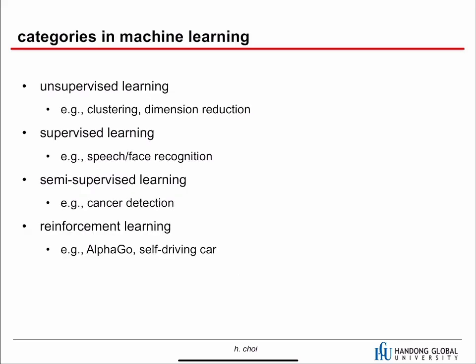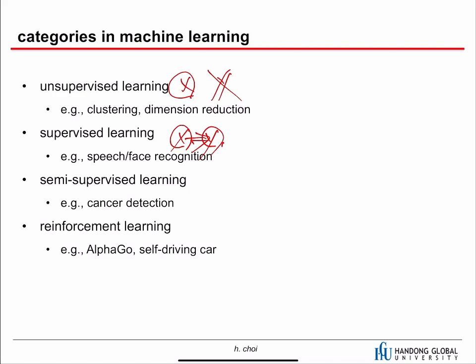Okay, next we have a couple of different categories in machine learning algorithms. First one is unsupervised learning. In this case, we have input X, but we don't have label Y. So we have X, but we don't have Y. And we have supervised learning. In this case, we have X and Y. So in this case, most of the time, we want to know the relationship between X and Y. More specifically, we want to map X to Y.